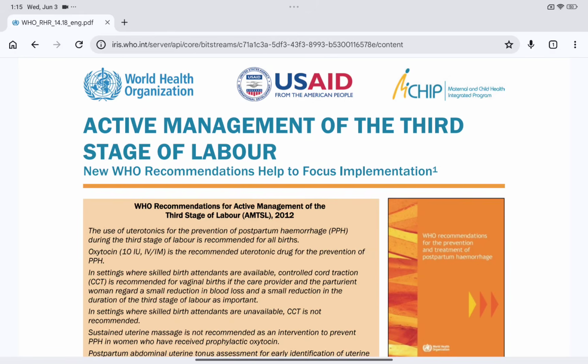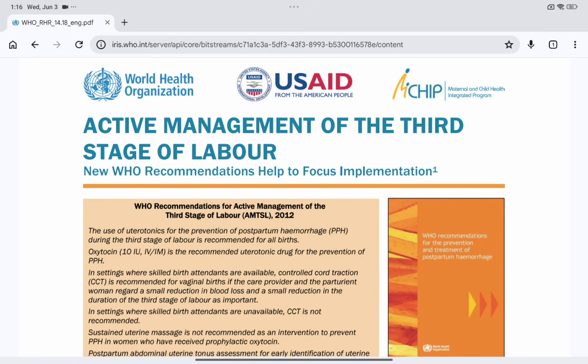Now, it brings about physiological contraction, and oxytocin, we all know, can be used for induction as well as augmentation of labor, AMTSL, and PPH management as the first line drug, and the milk ejection hormone is also oxytocin. Now, the second drug that can be tried is misoprostol. Misoprostol can also be tried, and the dose is 400 to 600 micrograms. Other uterotonics can be syntometrine, carbetocin, methylergometrine also.